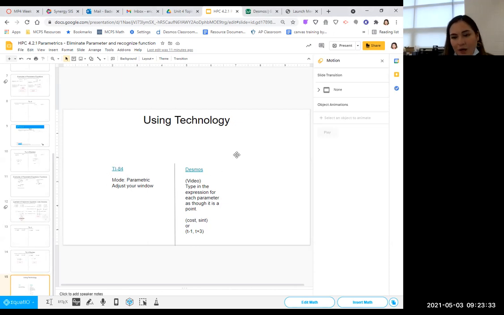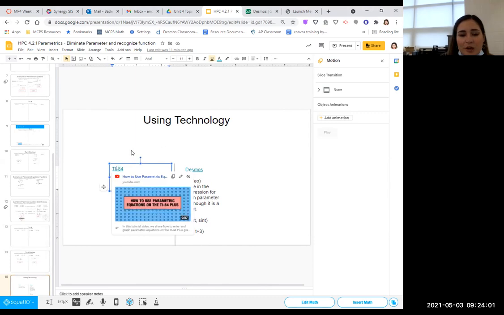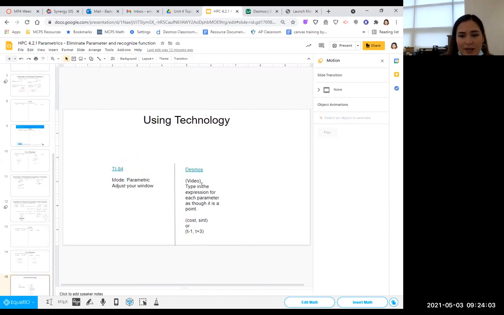So with the TI-84, and I'll show you this in a minute, I'm just having trouble getting my Zoom shared screen under control, but you want to go to mode and you want to go to parametric, and then you can just adjust your window to however you want the window to look like, and then it'll just straightforward graph it for you. This TI-84 link here is actually a YouTube video that you can go back and look at. It's short, it's 1 minute.